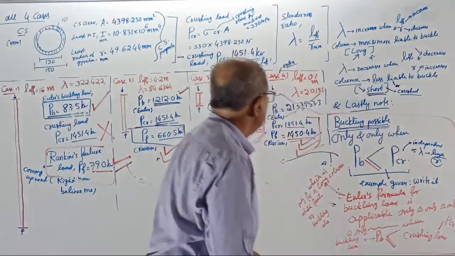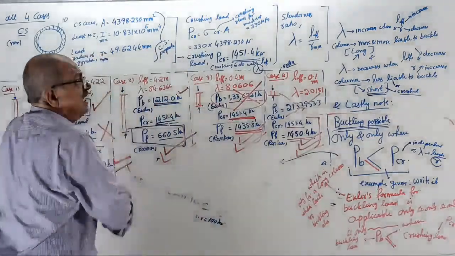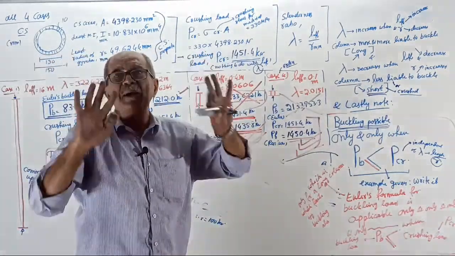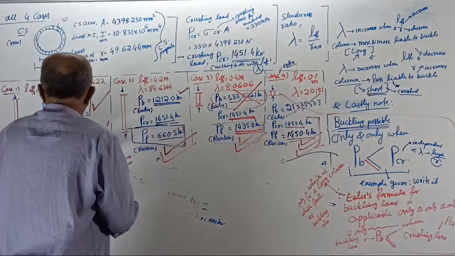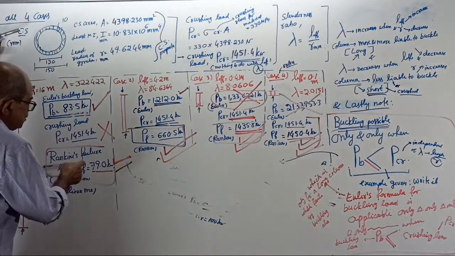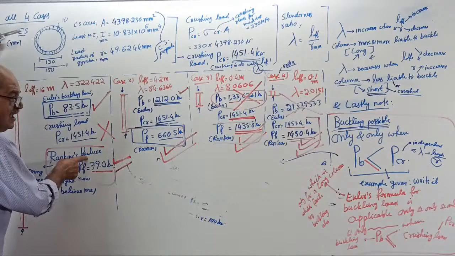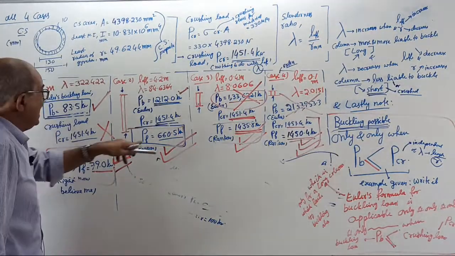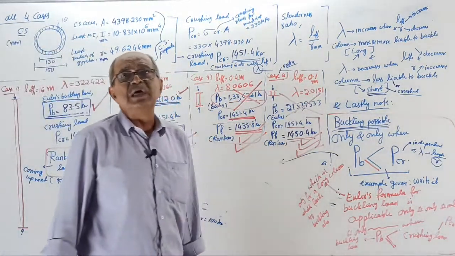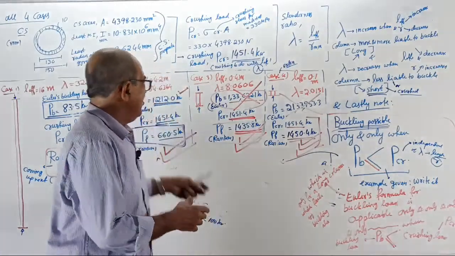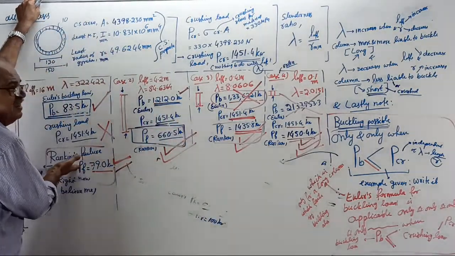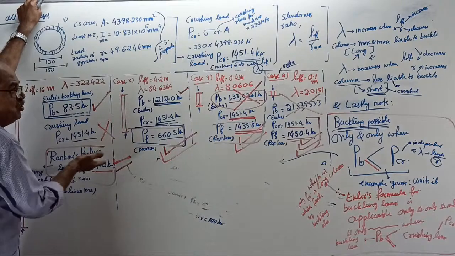Therefore, remember, Rankine's formula is universally applicable. I will come to Rankine later. Rankine, I used your formula without permission. Rankine will tell, how dare you use my formula without explaining my principle? Rankine, I will tell you later, a little later. I will talk about you, don't worry.